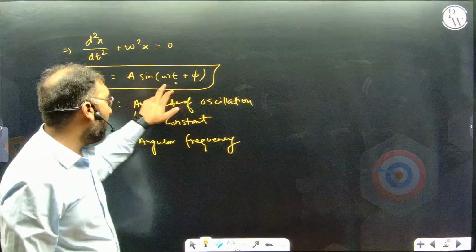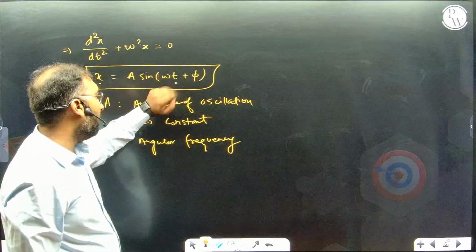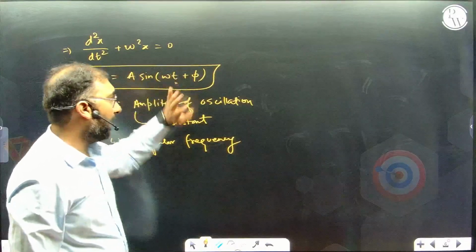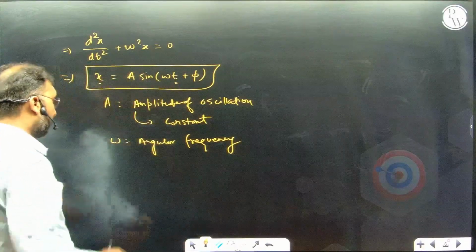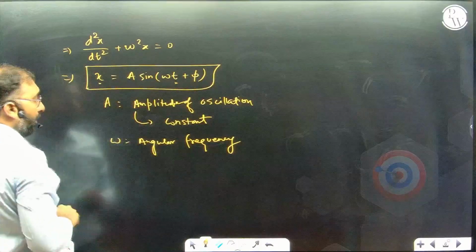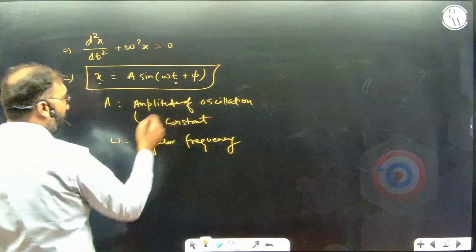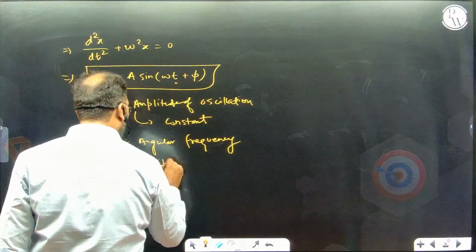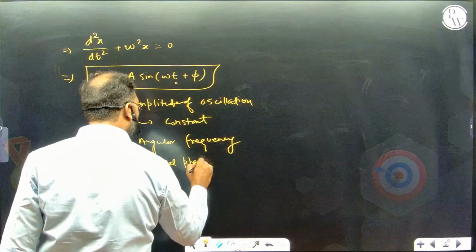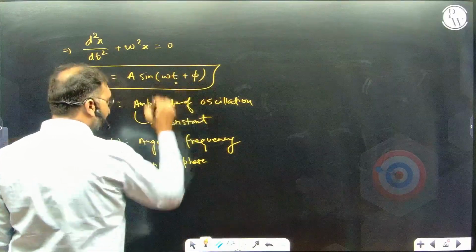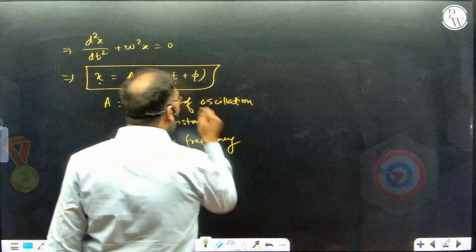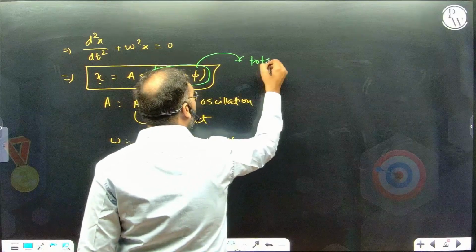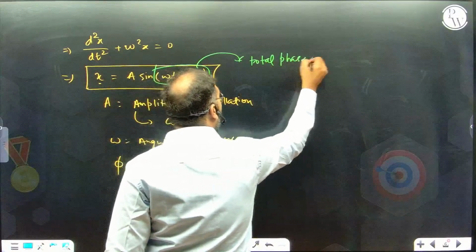Okay. So when you put some value for t here, at that instant the displacement of the particle will be given as a sine omega t plus phi. So this represents your SHM equation. So phi is what? Phi is your initial phase. This entire term omega t plus phi is known as the total phase of the particle.